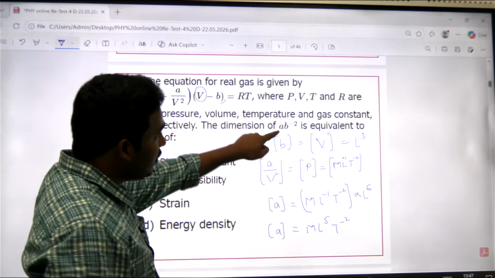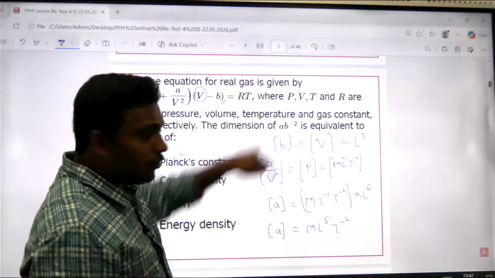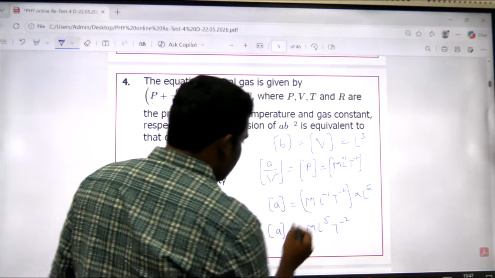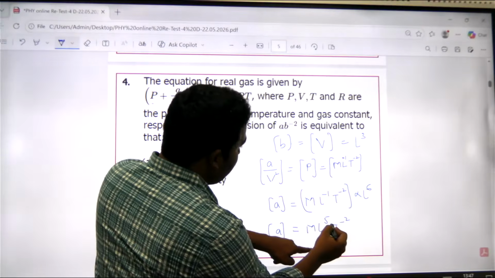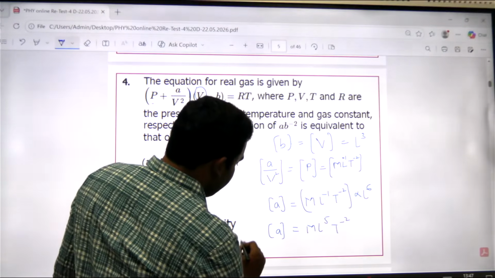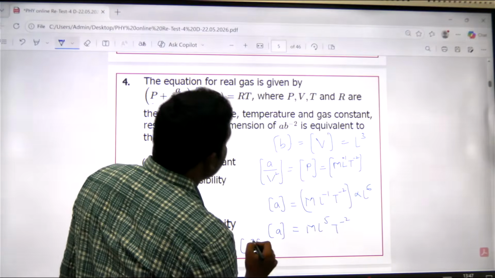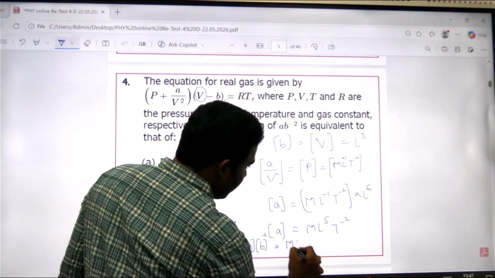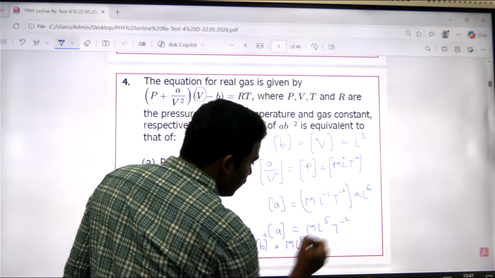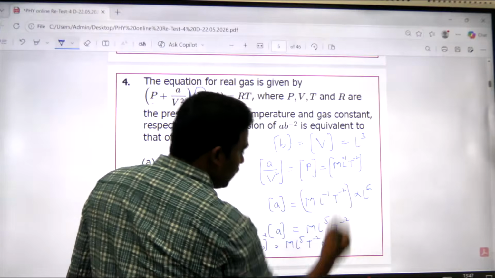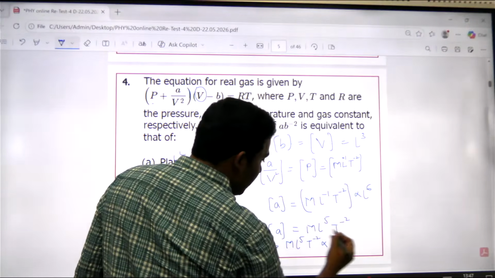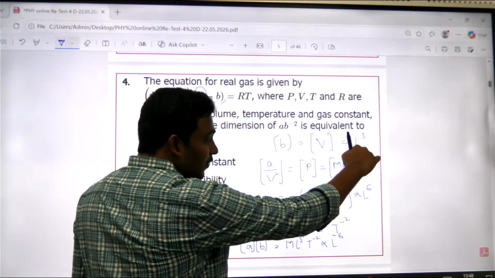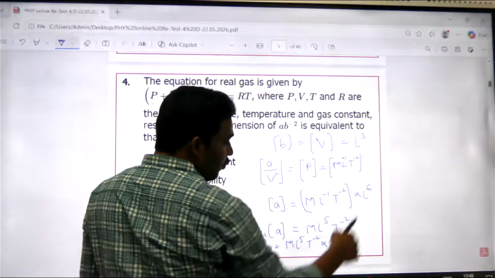Now what is he asking? He is asking us to find the dimensions of a into b power minus 2. What is a? a is M L^5 T^-2, and a into b^-2 would be M L^5 T^-2 into, what is b? b is L cube. So b power minus 2 would be L cube whole to the power minus 2. That would be L power minus 6.